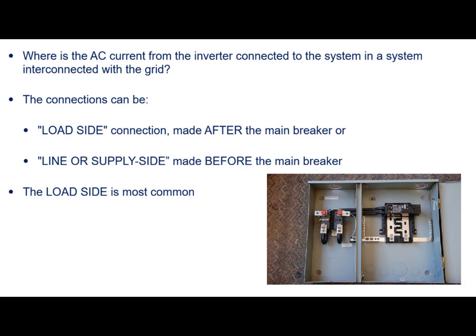You may have wondered where the AC current from the inverter is connected to the system such that it integrates with the grid. Well, the connections can be one of two ways. Load side connection made after the main breaker, or a line or supply side connection made before the main breaker. The load side is the most common.